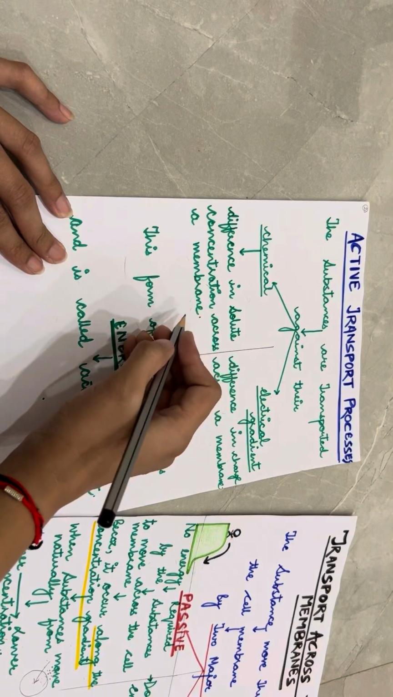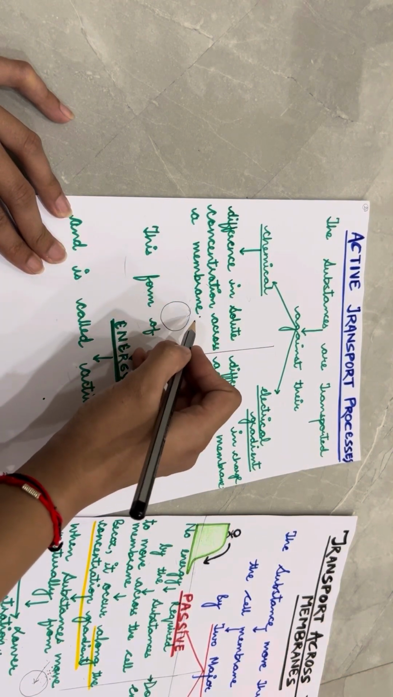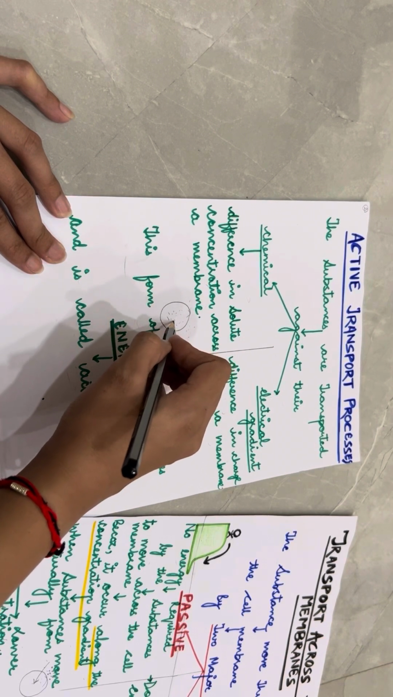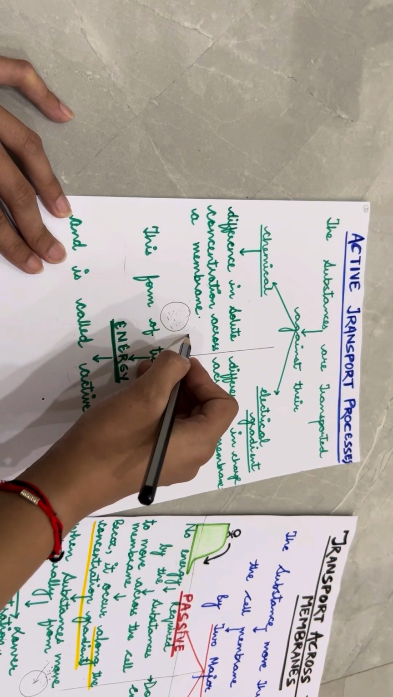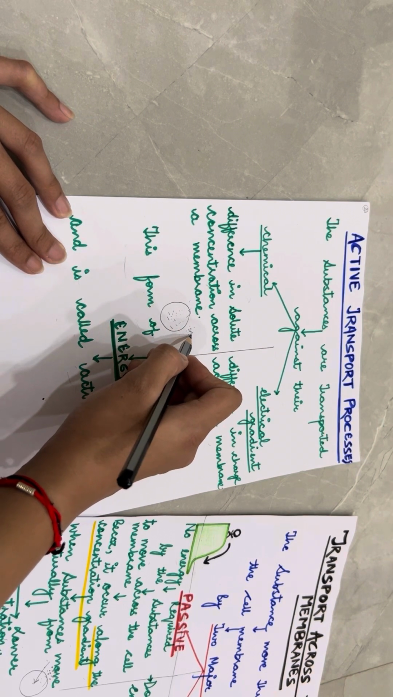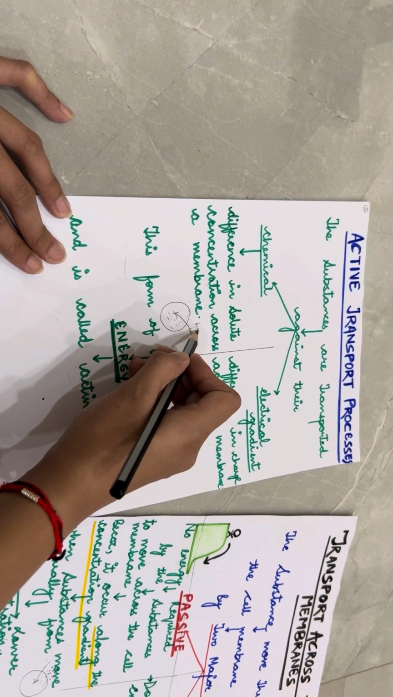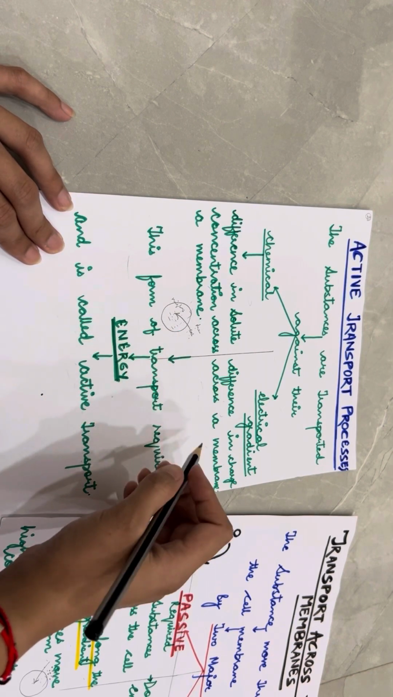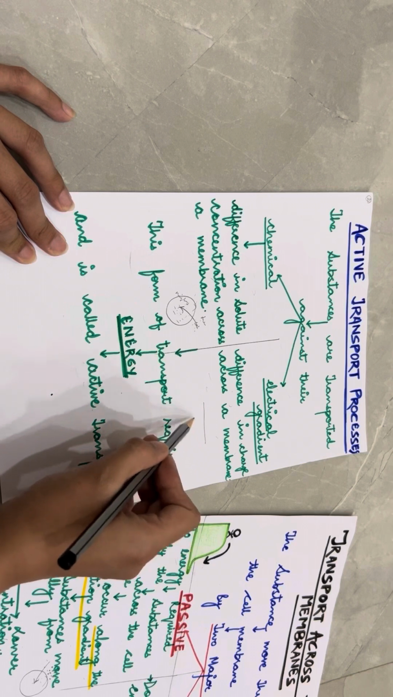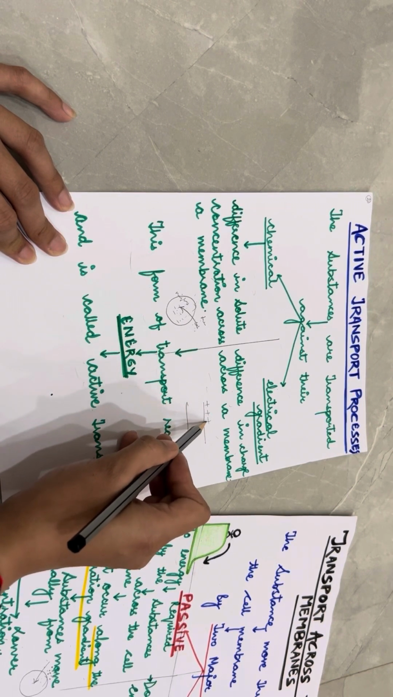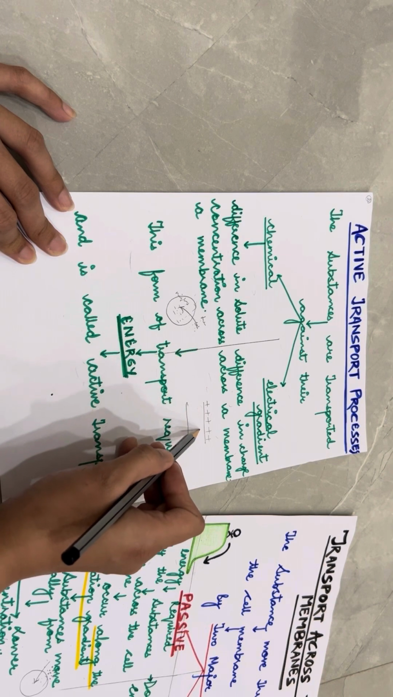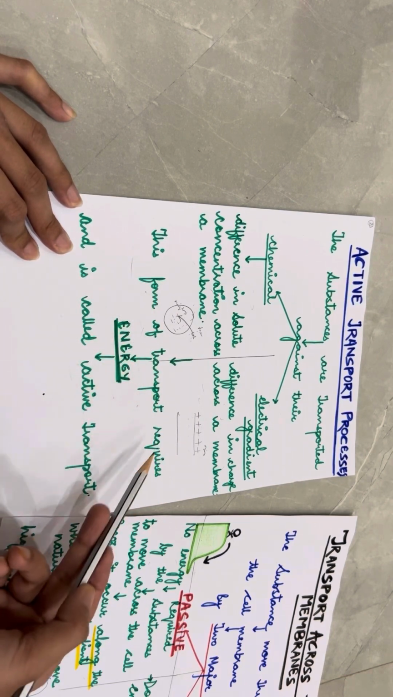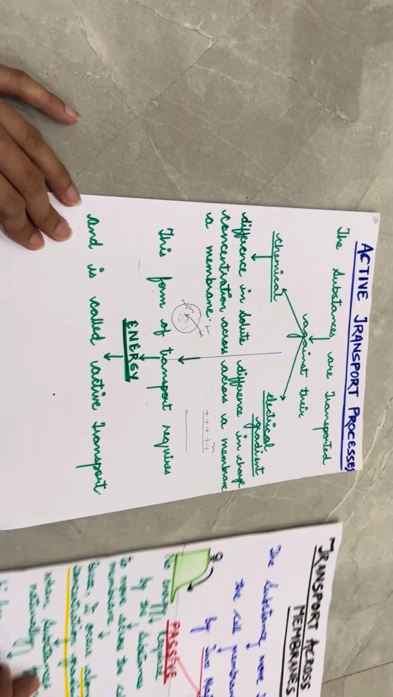As you see over here, if this is a cell, less concentration of solute is present over here and more concentration of solute is present inside the cell. So this solute or substance travels against its gradient, from the lower towards its higher concentration. This is the chemical type of gradient. Whereas in electrical, if this is a positive charge, less positive is present inside as compared to the extracellular fluid. So this form of transport requires energy and is called active transport.